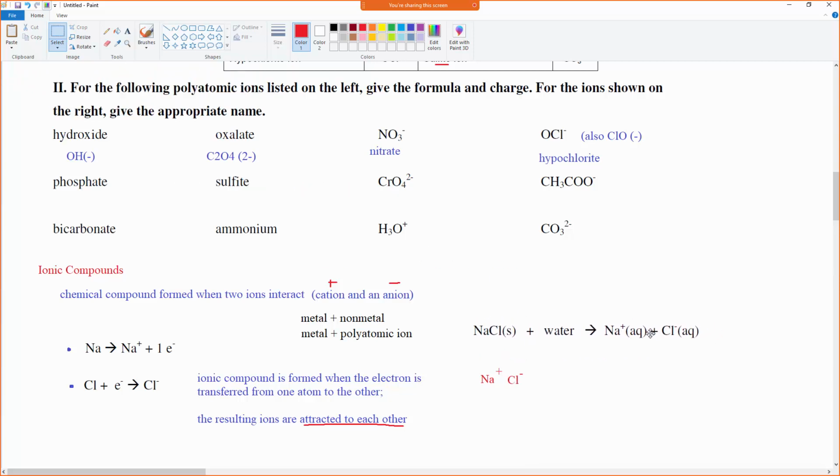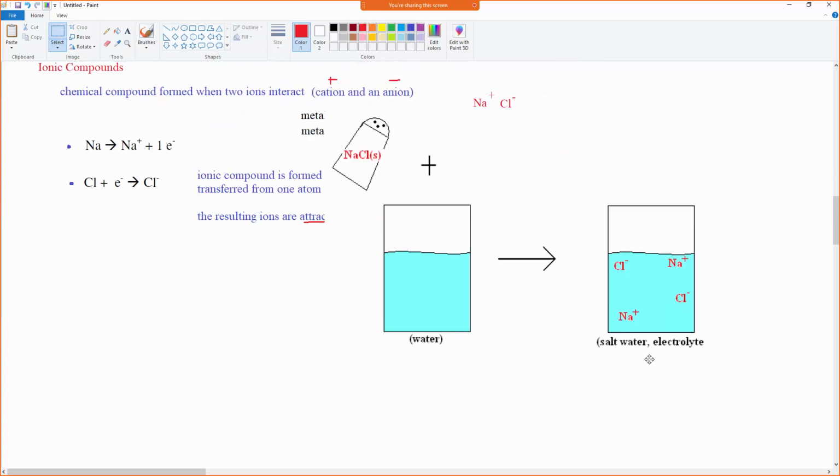So we can write this equation for solid sodium chloride. If I add it to water, it's going to split up. And this little S means solid, this little AQ means aqueous, or dissolved in water. And when salt dissolves in water, it doesn't stay together. It completely splits up into individual ions, and it's called dissociation.